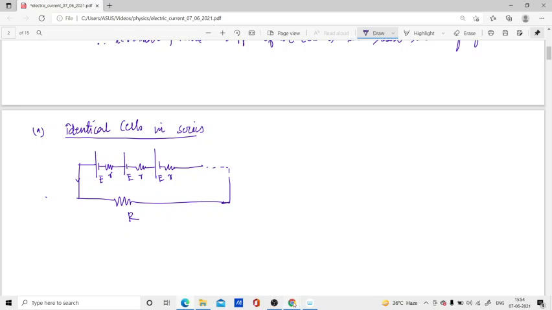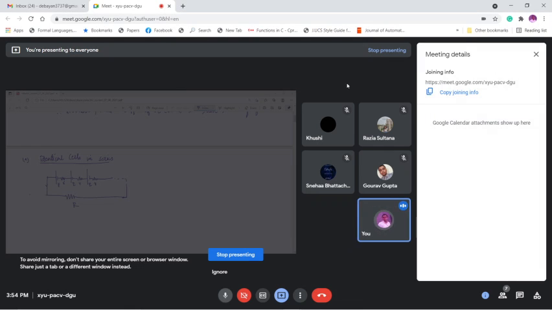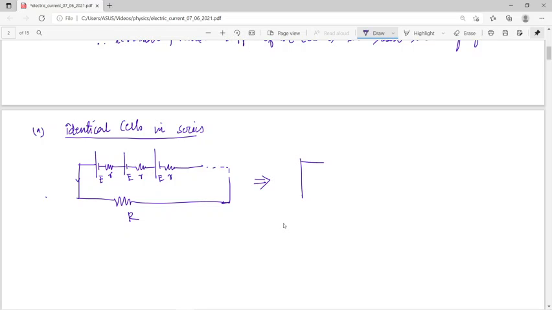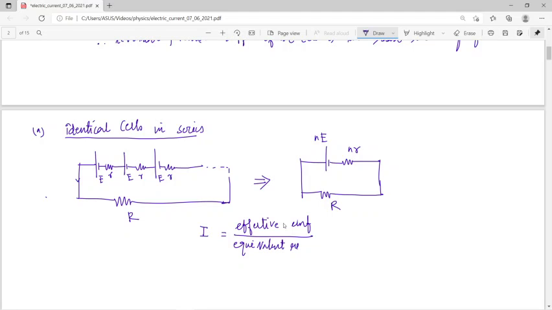So what we can write from that is, equivalently, that particular case can be represented as nE, and the resistance, because all the resistors are connected in series, is nr, and this is the external resistance R. So if we want to find the current flowing through the circuit, it is the effective EMF divided by the equivalent resistance, and it is nE by R plus nr. We can write like that.